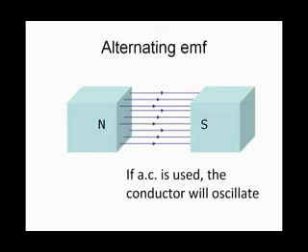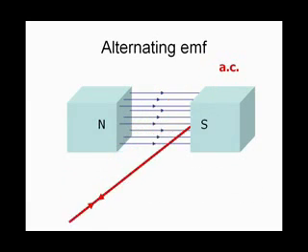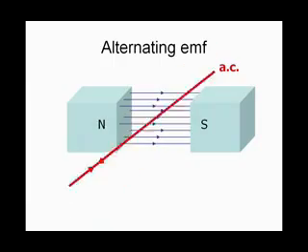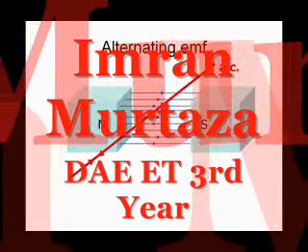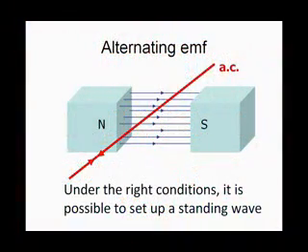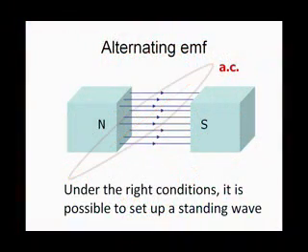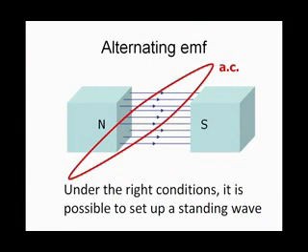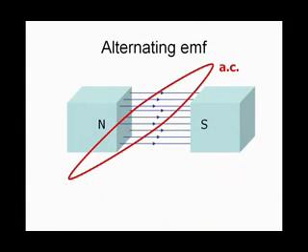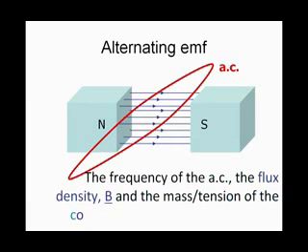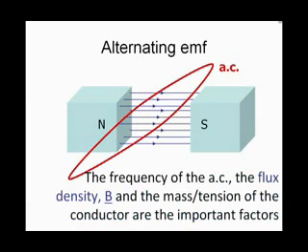If we have alternating current, we get the conductor to oscillate, depending on the frequency of the AC. Current flows backwards and forwards, so the force is up, then down, then up, then down. If we have the right conditions, we can set up a standing wave. So there's the fundamental mode of our standing wave. The factors that are going to affect that are the frequency, strength of the field, the flux density, and the mass per unit length of the conductor, and also possibly the tension, the weight that we have hanging on the conductor.